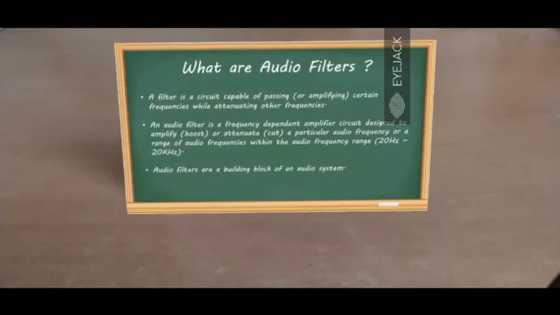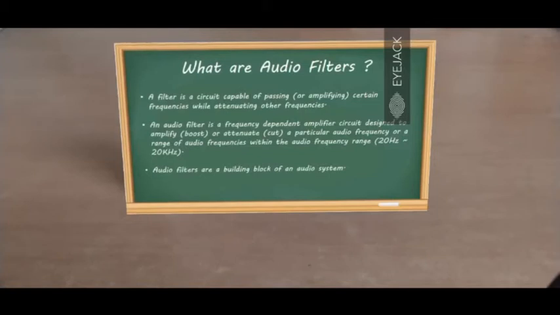Hello everybody, today I'm going to explain what are audio filters. A filter is a circuit capable of passing or amplifying certain frequencies while attenuating other frequencies. An audio filter especially is a filter that performs the same activities but within the audio frequency range, which is the human hearing range of 20 Hz to 20 kHz.